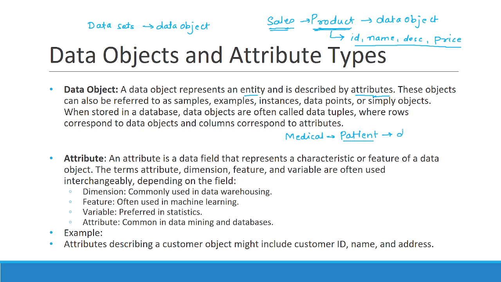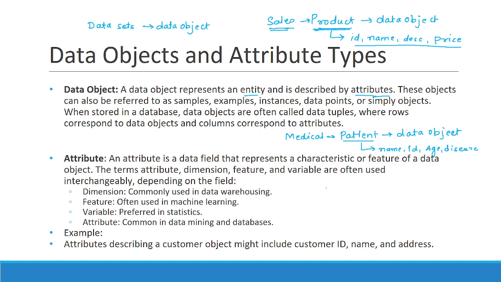Patient is what? Data object. Now this data object can be described by again multiple attributes. What attributes can this patient have? Patient name, patient ID, age, right? Then his medical history or some disease if he is having. These can be the attributes which are describing your data object.